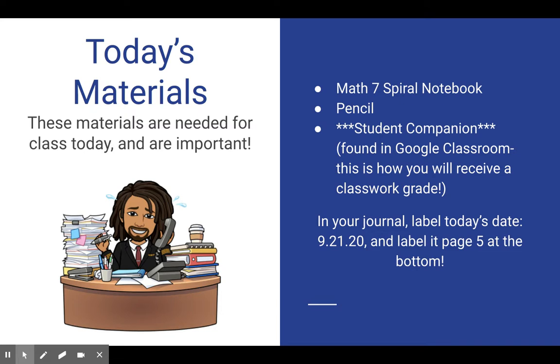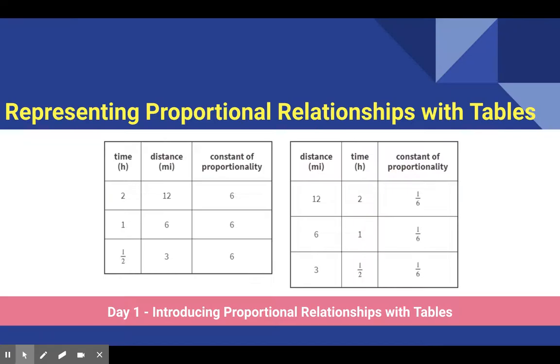So in your journal, we're going to label today's date. Today is September 21st, 2020. And at the bottom of the page, we're going to label it page 5. So today we're going to talk about representing proportional relationships with tables. Again, this is day 1. We're introducing proportional relationships with tables.